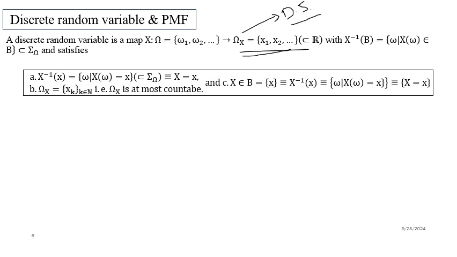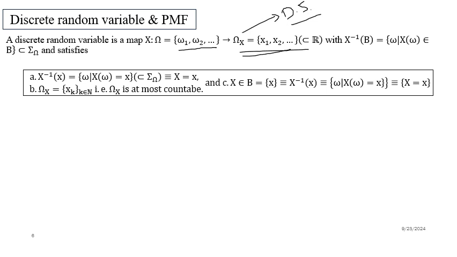Are you getting the meaning of this or not? Generally it is not always possible to write omega in terms of a single sequence. But in the case of a discrete random variable, omega x must be a discrete set, and hence omega x must be written in a single sequence form. That is the meaning of a discrete random variable.